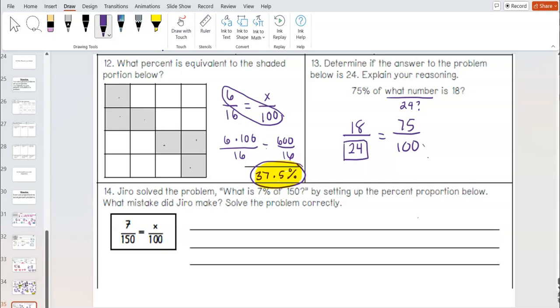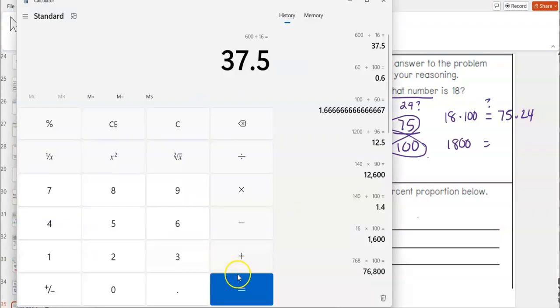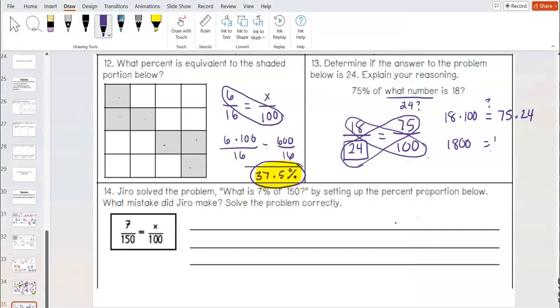But the other thing I could do is just cross multiply everything and see if they are equal to each other. So I'm going to do 18 times 100 and see, does that equal 75 times 24? So 18 times 100 is 1800, and 75 times 24 is going to be 1800. So yes, 24 is right. Okay, check.